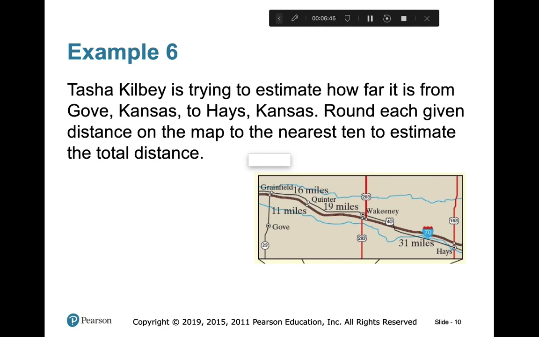A map would not lie. Doesn't matter how fast. So Tasha Kilby is trying to estimate how far it is from Gove, Kansas to Hayes, Kansas. Round each distance on the map and estimate our differences. So we're going from Gove to Grainfield, which is 11, and then Grainfield to Quinter is 16. Quinter to Waukene is 19 and Waukene to Hayes is 31. We're going to estimate these numbers.